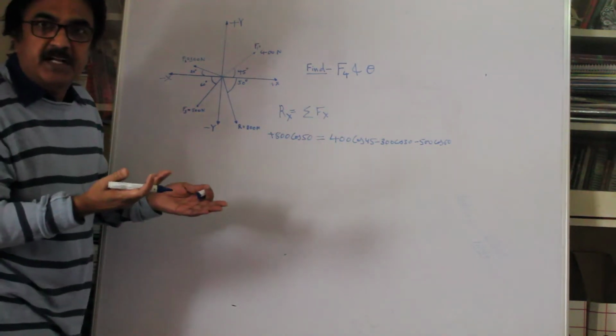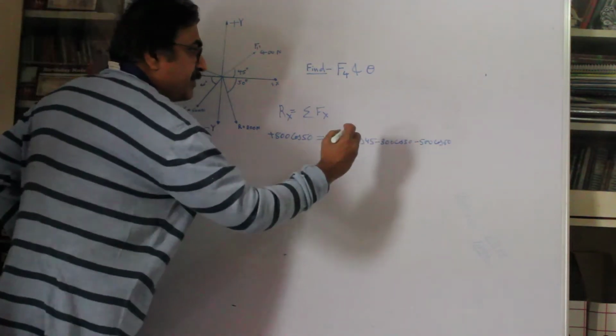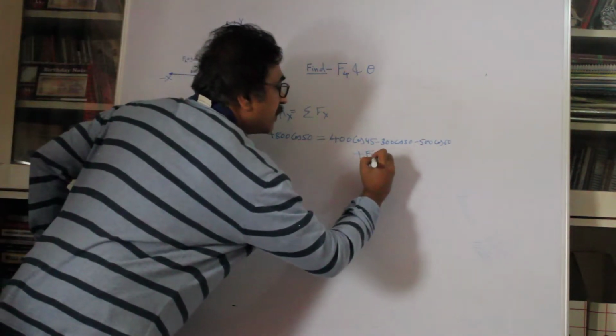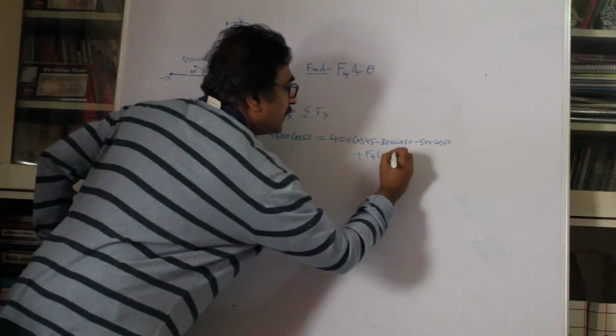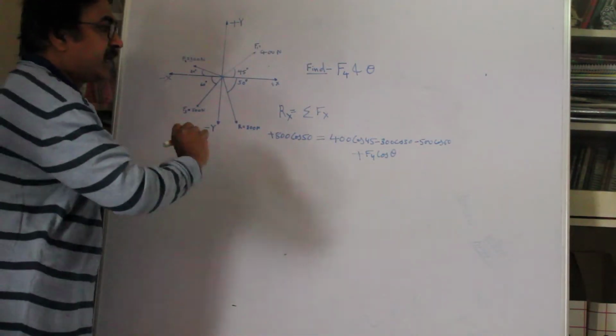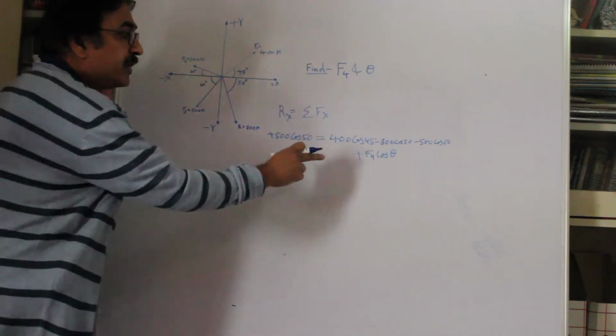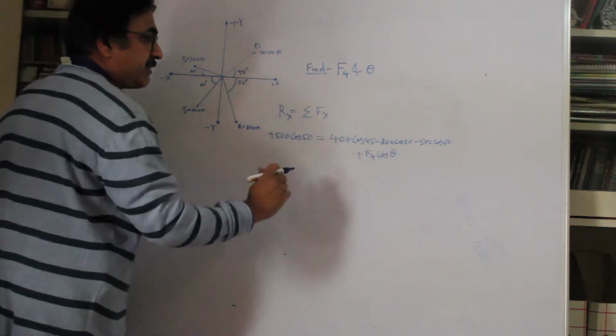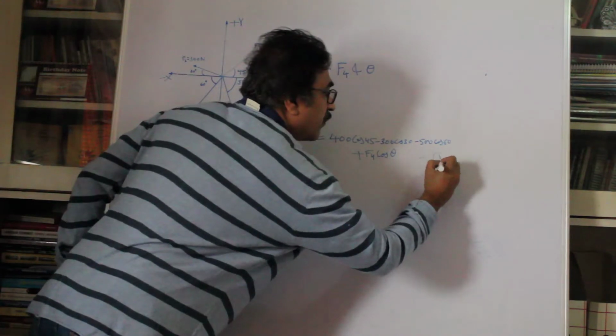It might turn out to be negative. Let's see that. So in the same equation I am writing here, this is going to be F4 cos theta, because we are resolving it, so we don't know in which quadrant F4 is going to be. We'll find out that. So this is one equation, and we call this equation number 1.